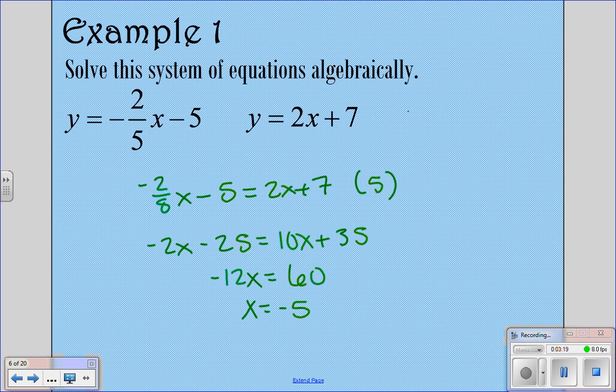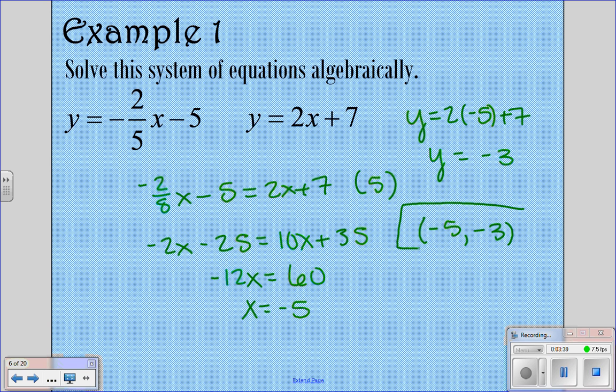Then I can come over here and I can substitute the negative 5 in for my x value. So 2 times negative 5 is negative 10, plus 7 is going to be a negative 3. So our answer is going to be negative 5, comma, negative 3. And you need to make sure to write it as an ordered pair. Okay? So that'd be how you solve that algebraically.